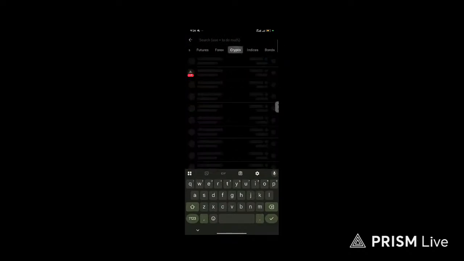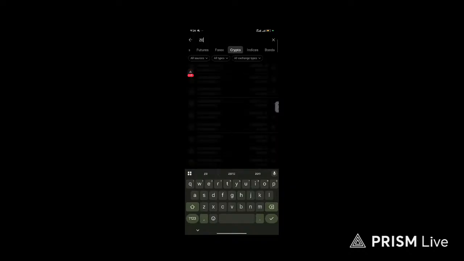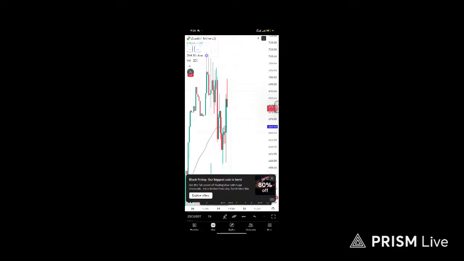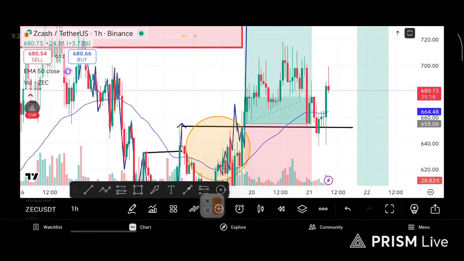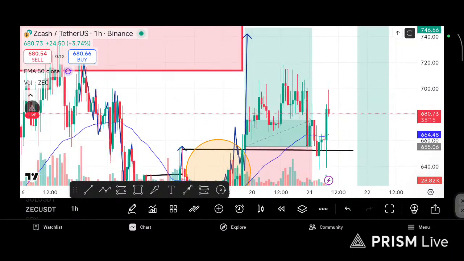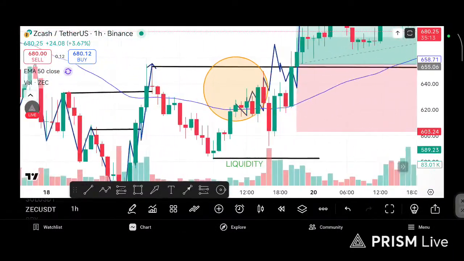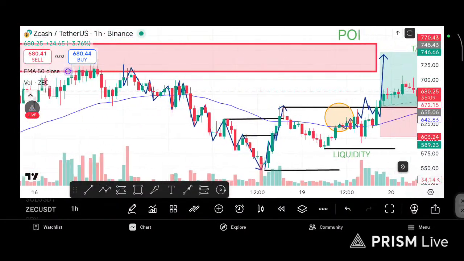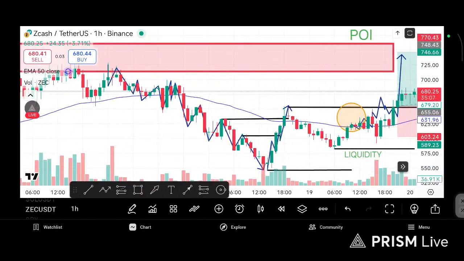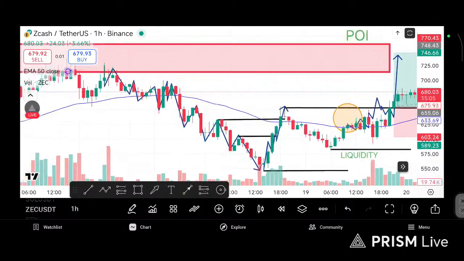If you want to go to your TradingView, tap on crypto. From crypto, tap on Zcash. We did analysis here already. So let's check out what happened. Now, see how the chart was. I'm coming here so that I'll be able to draw for you guys to see well. See what happened in the chart.